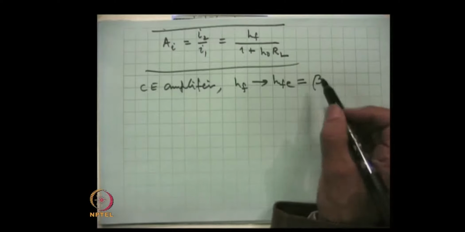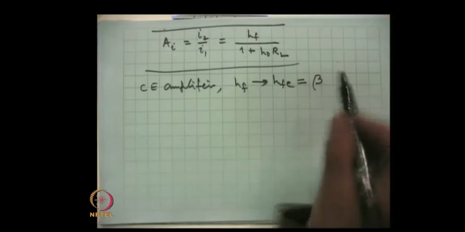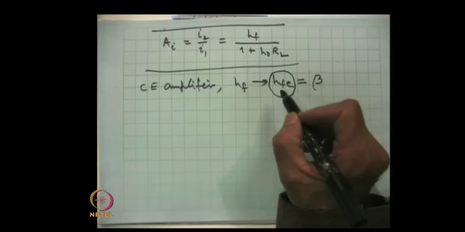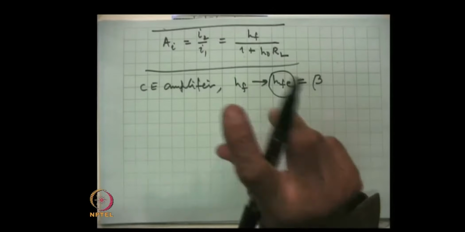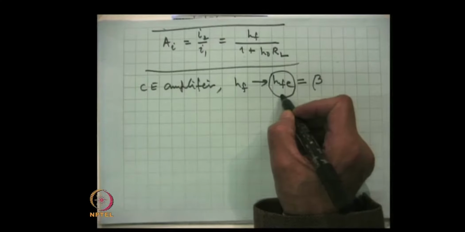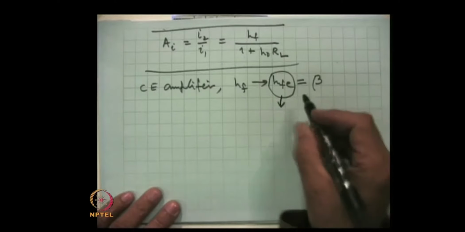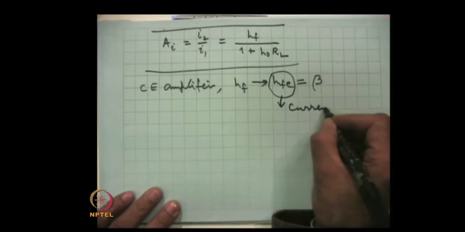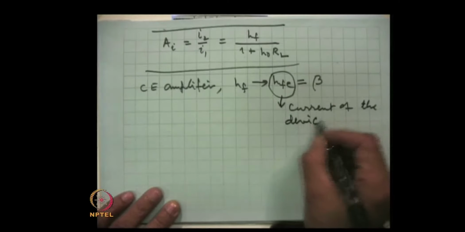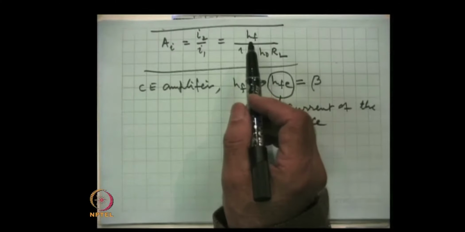So, this is a very significant point, that HFE represents the current gain of the transistor, not of the circuit. Very important point, that this represents the current gain of the device, and this is the expression for the amplifier circuit.